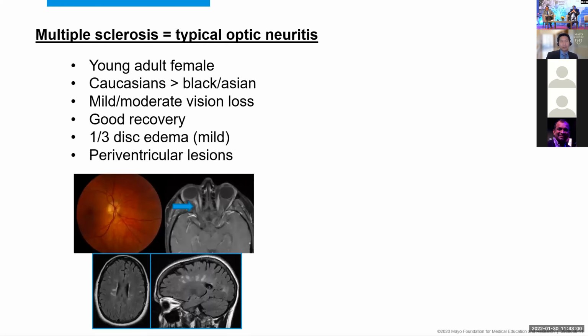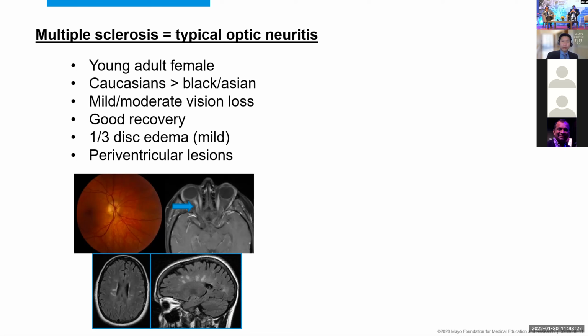And what I mean by typical optic neuritis is mostly your patients with multiple sclerosis or idiopathic optic neuritis. In the Western world, where we've got such a high prevalence of multiple sclerosis, when we think typical optic neuritis, we kind of equate that to our MS patient. So it's going to be a young adult female, Caucasians affected more than Black and Asians. Patients usually have mild to moderate vision loss, and they usually have good recovery.